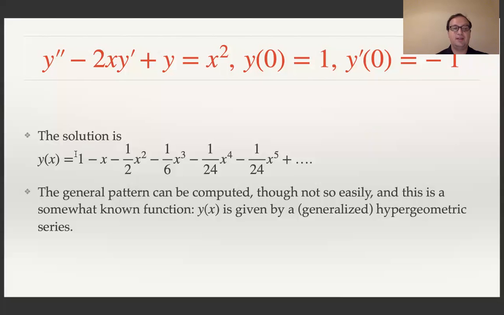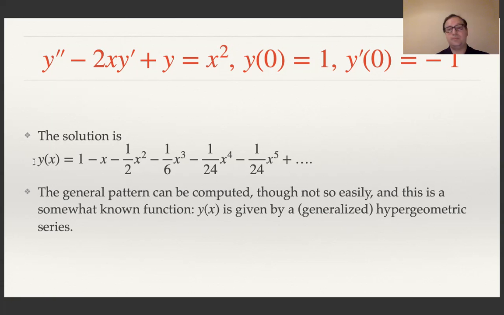In any case, the solution is given by this power series that we have started to compute: 1 minus x minus 1/2 x squared minus 1 over 6 x cubed minus 1 over 24 x to the fourth minus 1 over 24 x to the fifth, and so on and so forth. We don't know yet at this point whether this is a known function. On the other hand, I can tell you that the general pattern of the coefficients can be computed.